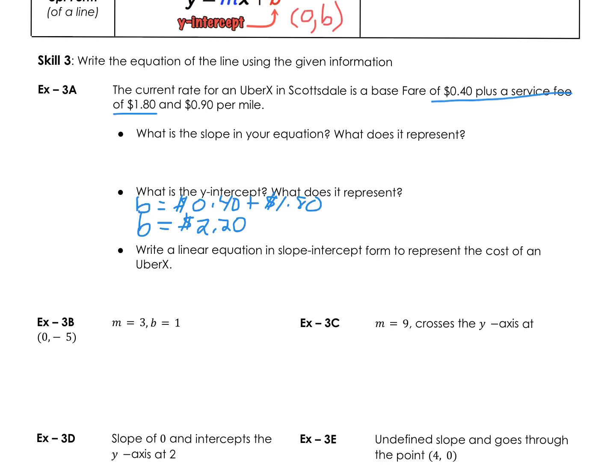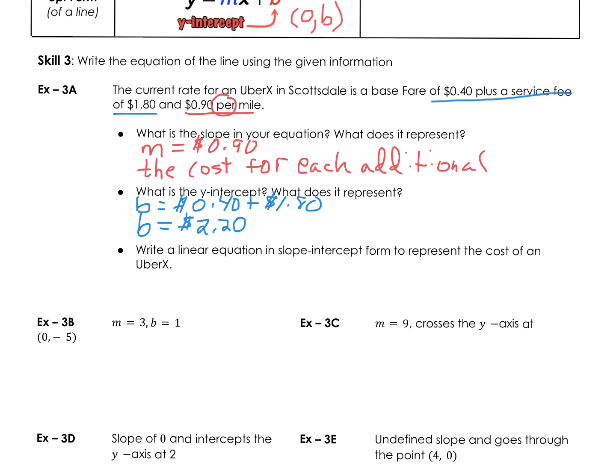Then let's talk about our slope. How much are we going to get charged per mile? So notice here that you have the word per. Per means a rate of change. And so that should be your coefficient of x. So it's 90 cents per mile. So m is going to be represented by the 90 cents. And then this, you might want to write here in your notes, this is the cost for each additional mile driven, in my wonderful handwriting.